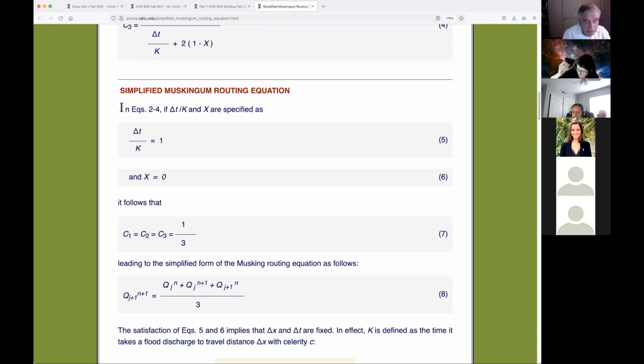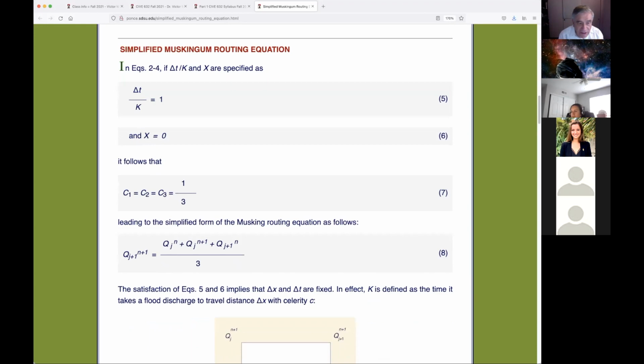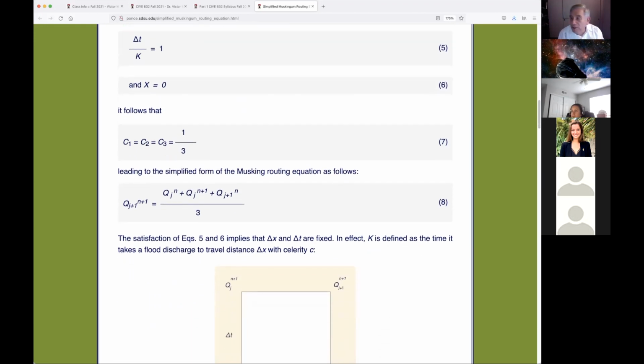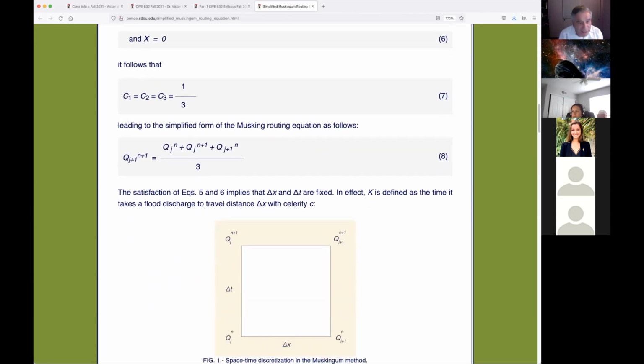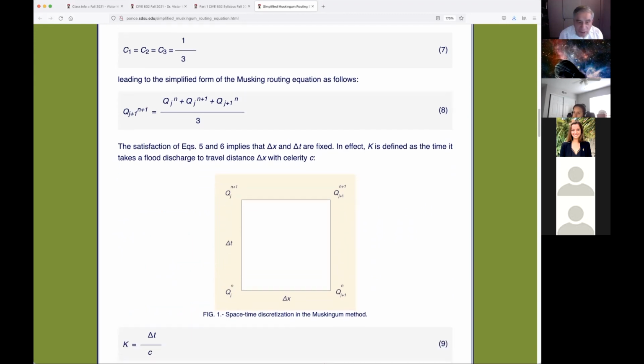It follows that C1, C2, C3 equal 1/3. In other words, for the special case of Courant number equal 1 and cell Reynolds number equal 1, we end up with the three coefficients of the routing being equal. So all you needed to do was to take the fourth value on the right top as being equal to the straight, simple average of the other three values. How simple could that get? That's equation 8. That's fascinating, actually, how the numbers could work out this way.